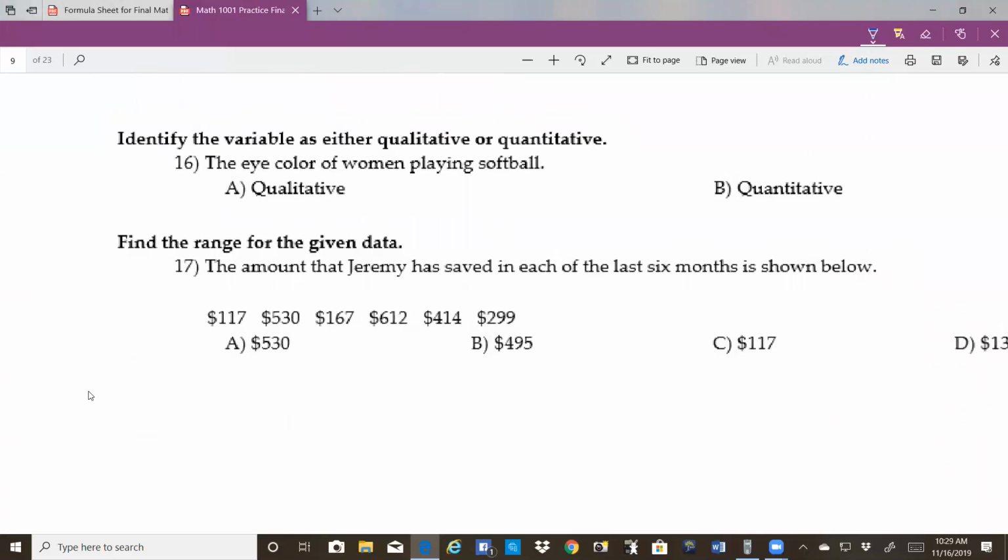Identify the variable as either qualitative or quantitative. The eye color of women playing softball would be qualitative.